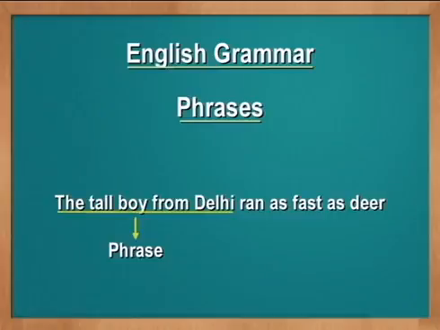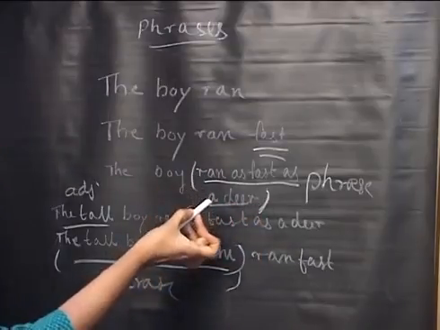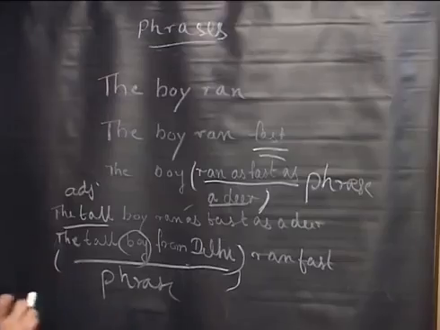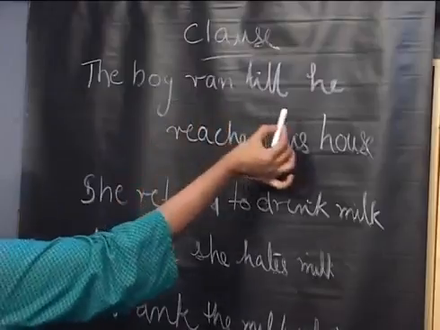So, these also are called phrases. Here it is giving extra information about the way the boy ran, meaning about the verb. So, they are adverbial phrases, while these words are giving extra information about the boy, that is, they are adjectival phrases. Now, coming to the definition, phrases are groups of words that can do the function of an adjective or an adverb. In short, they will give you more information about a subject or about the way an action is done.